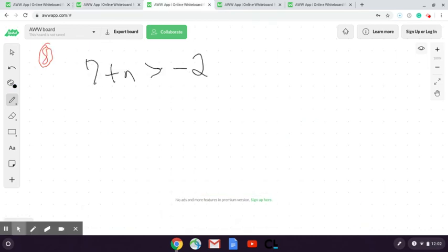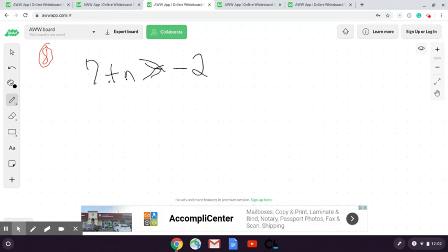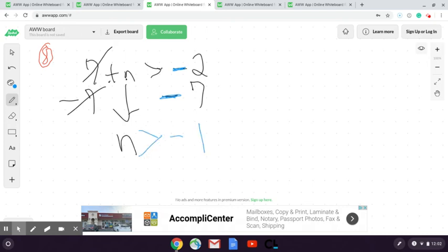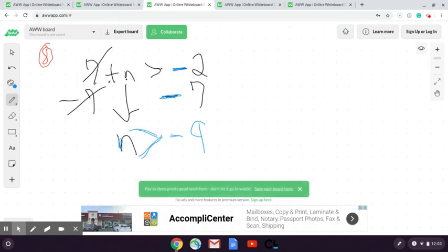Next one is 7 plus n is greater than negative 2. So you want to get rid of the 7, just like the last problem. So you would do minus 7 on the left, minus 7 on the right. These 7's cancel. You'll be left with just the n. And then on this side, you have a minus 2 and a minus 7. Signs are the same, so you combine those together to get a negative 9. So n is greater than negative 9.